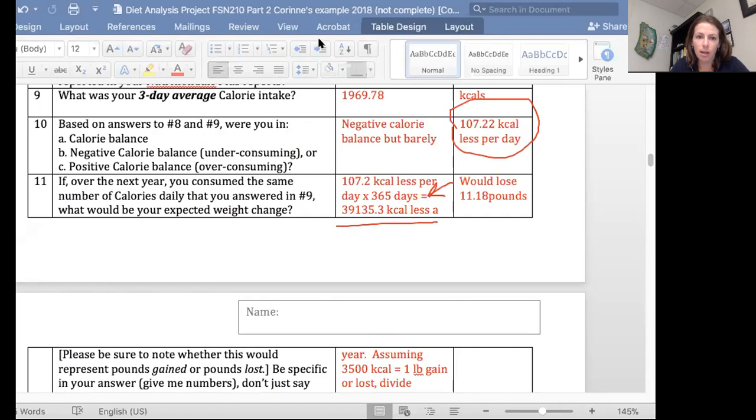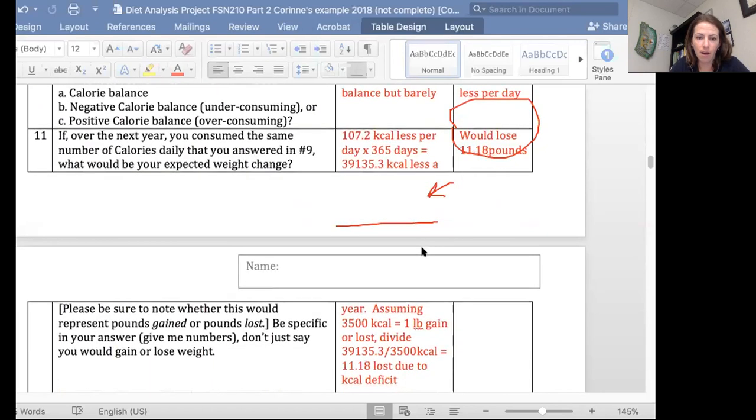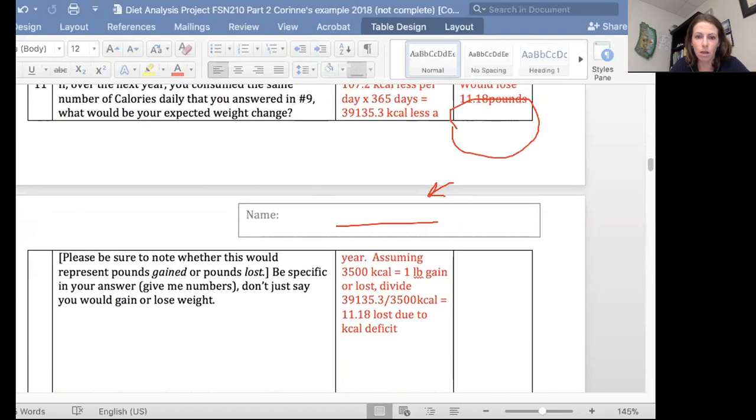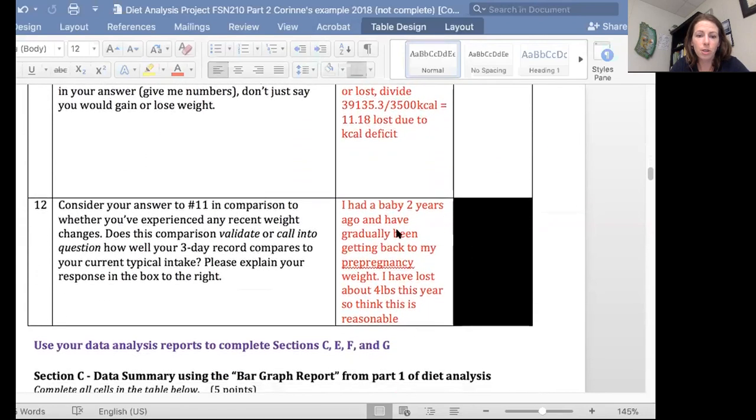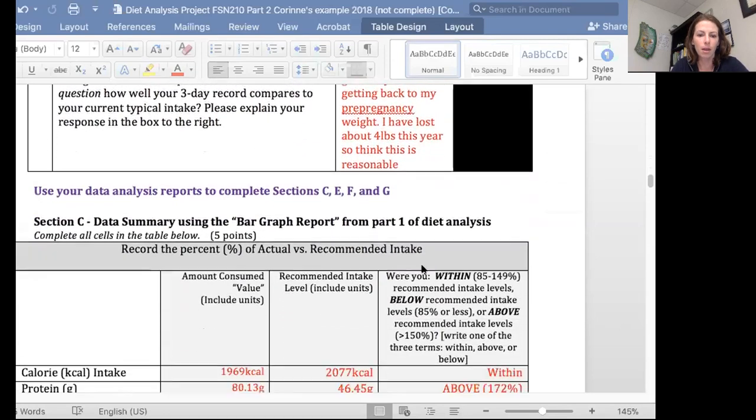On average, there is 3,500 calories in a pound. And so you are going to divide that by 3,500. And it's going to give you an estimate of how much weight you would gain or lose. You're going to then look at that and decide if that seems normal or not. For me, I had a baby 2 years ago, so I'm still losing a little bit of my baby weight, and I have lost a little bit of weight this year, so I think that that's reasonable.